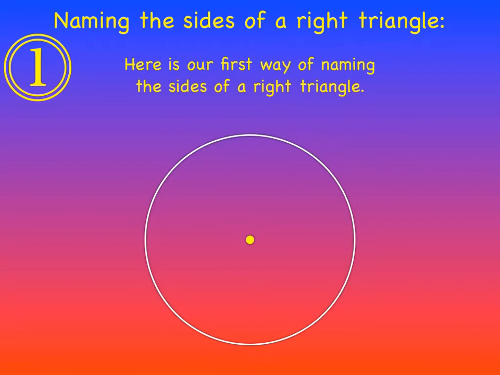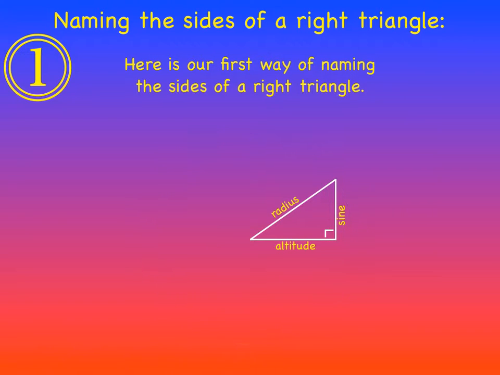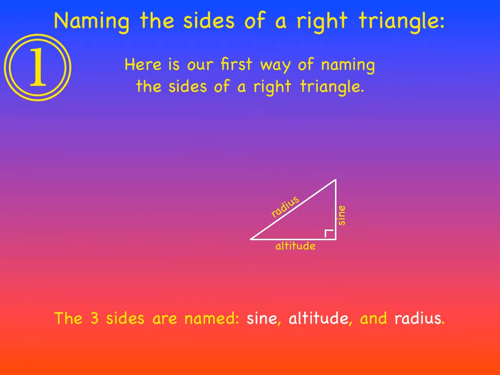Now, naming the sides of a right triangle. Here's our first way of naming the sides of a right triangle. You start with a circle in the center and you make a radius. Here's another radius, a chord, an altitude, right angle. Get rid of the radius, erase the chord, so we only see half of it. It's the sine. So the three sides are named sine, altitude, and radius.